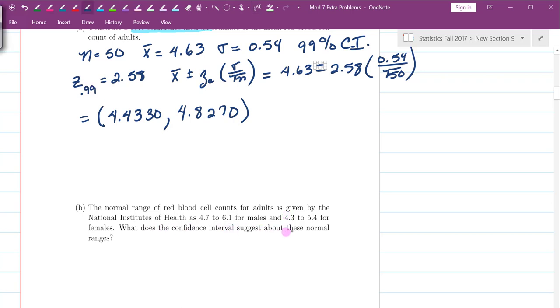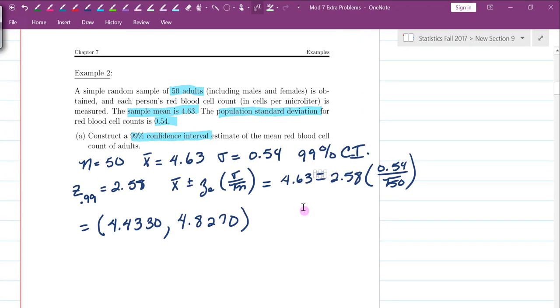So what does the confidence interval suggest about the normal ranges? This confidence interval says that these ranges are higher than what we would expect, because our confidence interval says that the average for the combined gender is lower than what the normal standard is. And in fact, I would say that even for the females could not have had that much of an influence unless the sample here was not proportionate.